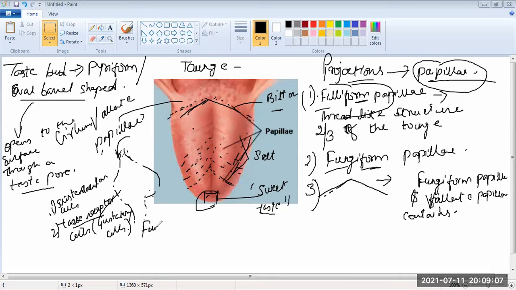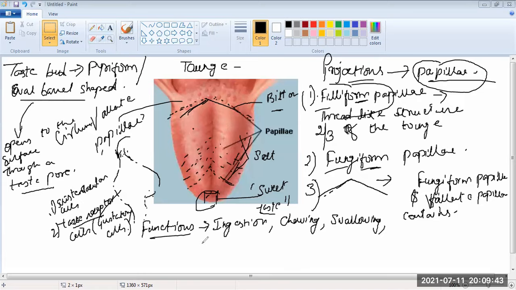Now let's look into some important functions of the tongue. We know that the tongue helps in ingestion of the food. With the help of the tongue, you eat food, you ingest food, right? And you chew food, you move the tongue while chewing the food, right? So it helps in chewing the food. And when you swallow the food, you can feel that you involve your tongue as well, right? So it helps in swallowing the food.